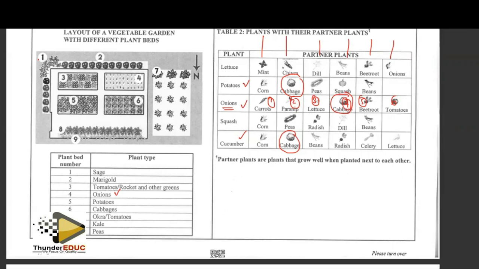Here we have beans. Come down here, we have beans, 4 times we have beans, and we have beans. So beans appear 4 times. Someone would have said corn, but if you check corn, that's 3 times. Cabbage, we saw it already, it's 3 times. Peas are twice. Lettuce, it's twice. Tomatoes, it's once.